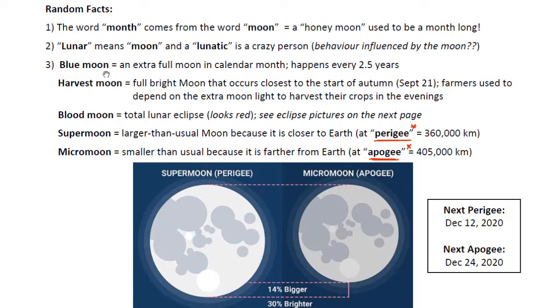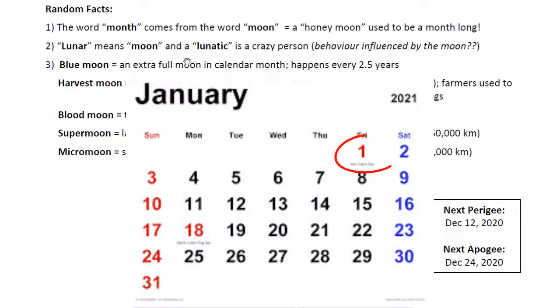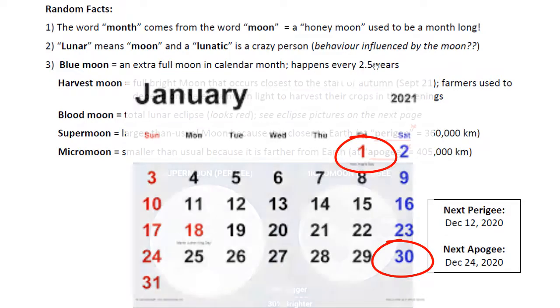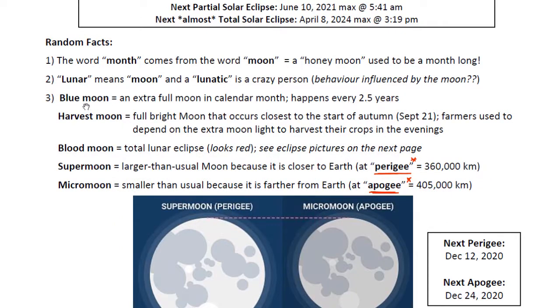Right? A blue moon, if you've ever heard anyone say it happens once in a blue moon, is when you have a full moon, but you have an extra full moon in a month. So let's say on January 1st you had a full moon, and then on January 30th you had the next full moon. That would be 2 full moons within one calendar month, and it doesn't happen all that often. So once every 2.5 years you have a blue moon. Once in a blue moon means once in a while.